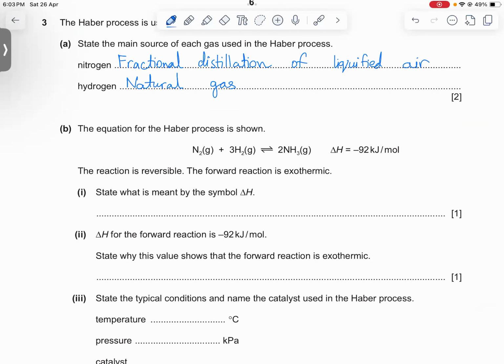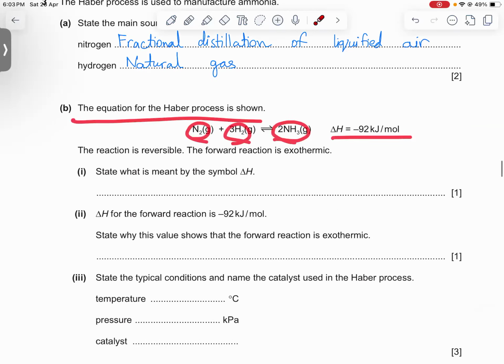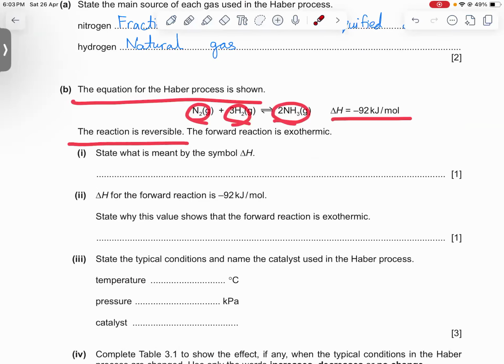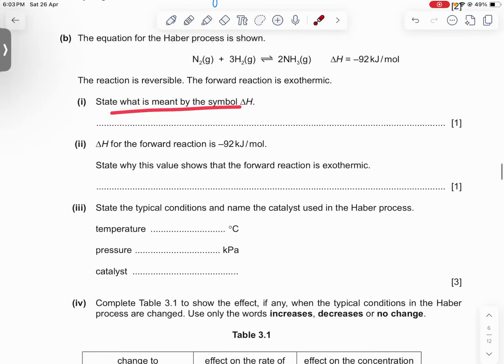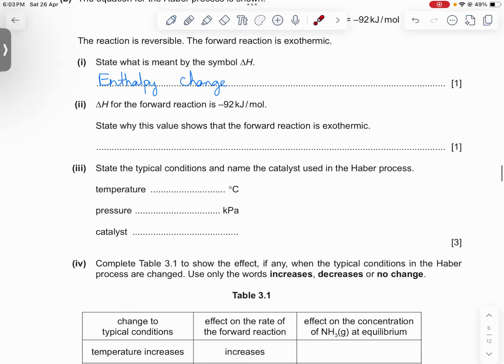Okay. The next question: the equation for the Haber process is shown. Nitrogen plus hydrogen gives ammonia. Delta H is -92 kilojoule per mole. The reaction is reversible. The forward reaction is exothermic. State what is meant by the symbol delta H. So what do we mean by delta H? Delta H means enthalpy change. All right. Next question.